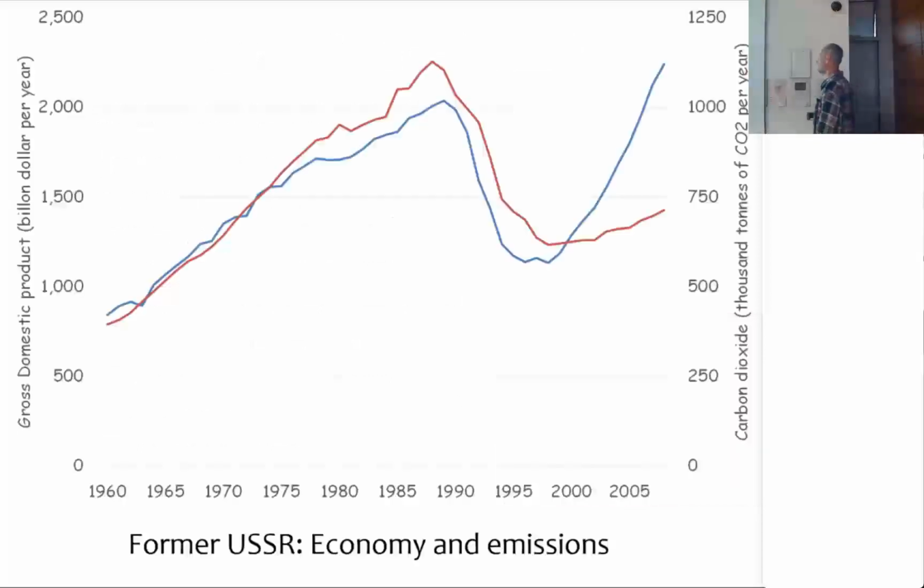What you're looking at here, in blue, is the GDP of the countries of the former Soviet Union after 1990 and the Soviet Union before 1990. And in red, you're looking at their emissions of CO2. And what you see is that when the communist regime collapsed, the economy collapsed and it took emissions with it, right? So this is a very effective way of reducing emissions.